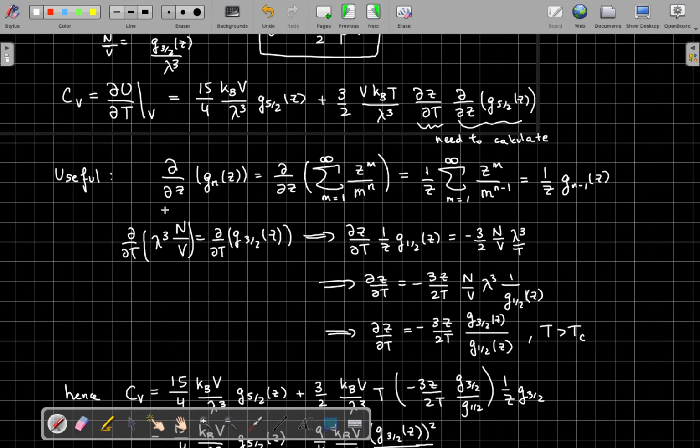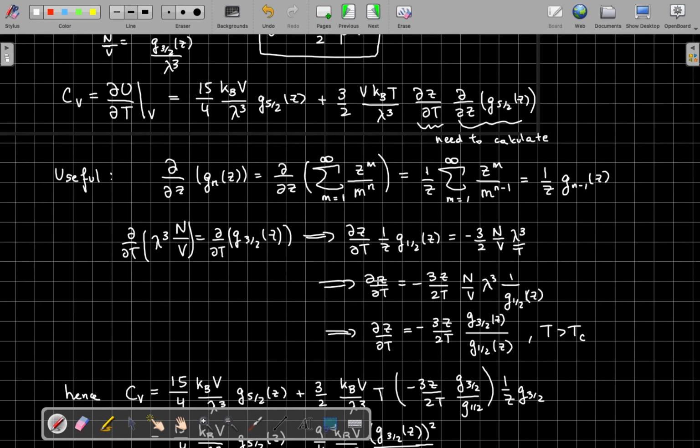The way we do it is we're going to use this expression right here for the particle density. I'm going to differentiate it with respect to temperature, right? So differentiate both sides with respect to temperature. The left-hand side is just going to give you minus 3 halves n over v lambda cubed over t. While the right-hand side is going to give you, again using the chain rule and this property right here, which we just calculated, dz dt times 1 over z g 1 halves of z.